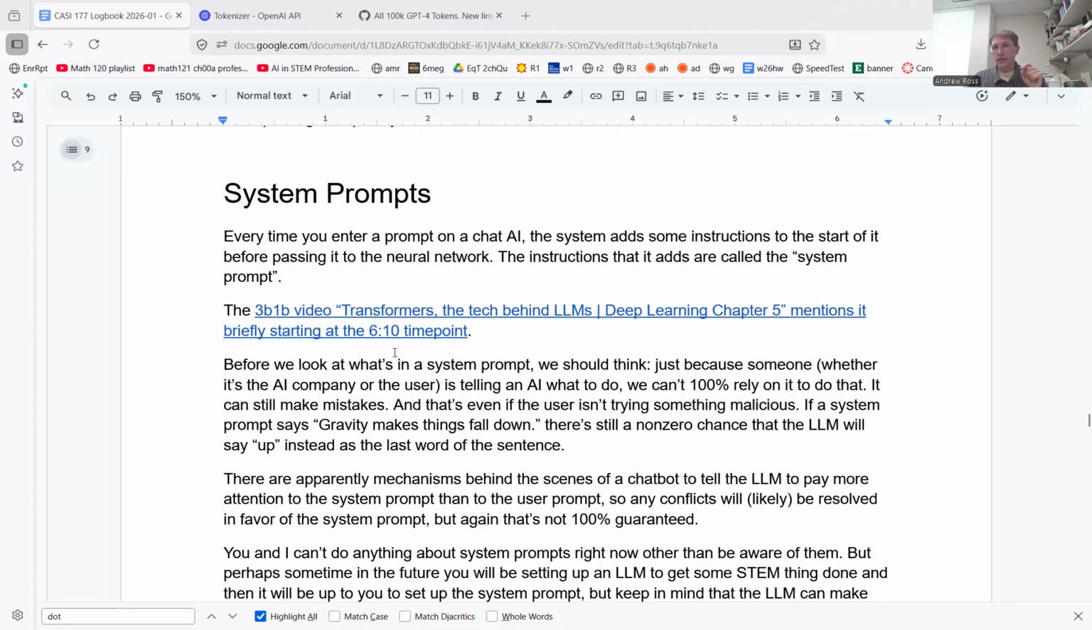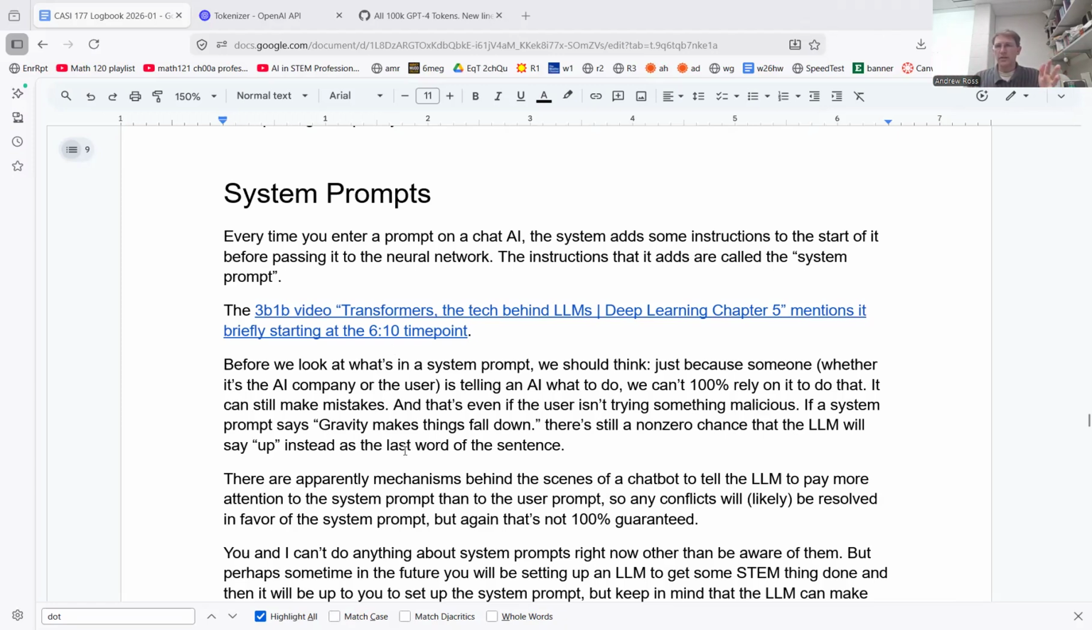Before we look at what's in a particular system prompt, we should think: just because someone, whether it's the AI company or the user, is telling the AI what to do in words, we can't 100% rely on it to do that. It can still make mistakes, even if the user isn't trying something malicious. So if the system prompt says gravity makes things fall down, there's still a non-zero chance that the LLM will select the word up instead as the last word of the sentence.